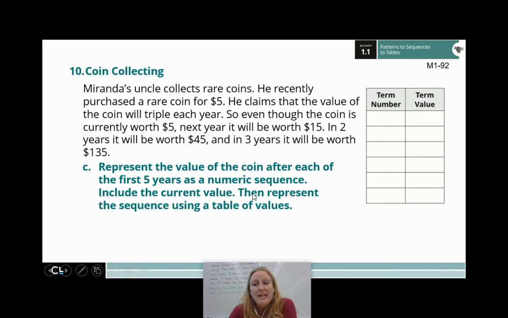So if we write that as a numeric sequence, we have 5, 15, 45, 135, 405, and 1,215. Again, this is why you want a calculator. I'm just saying, I don't want to do that in my head. Oh, and of course, put it in a table. So term 1 is 5, term 2 is 15, term 3 is 45, term 4 is 135. Well, I can't keep up. Term 5 is 405, and of course, term 6 is 1,215.